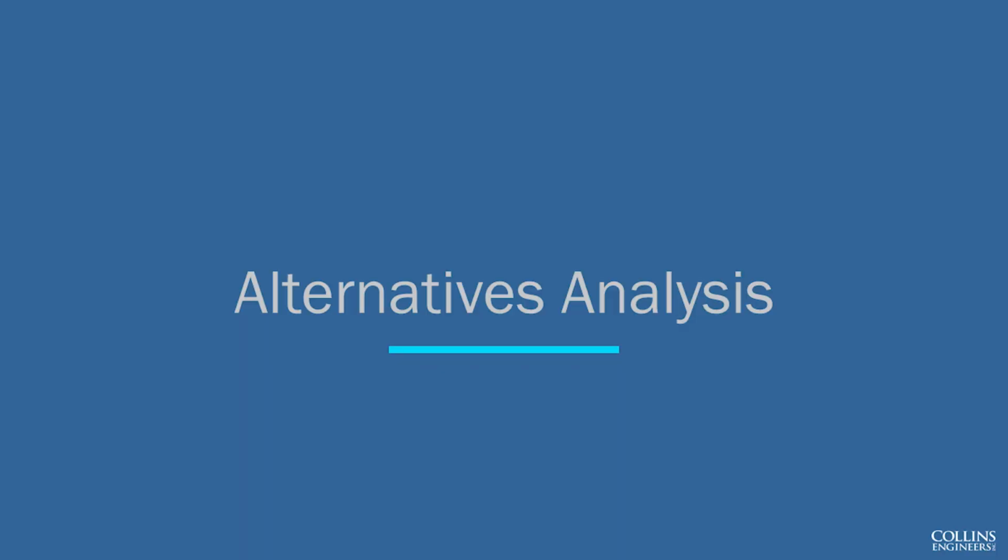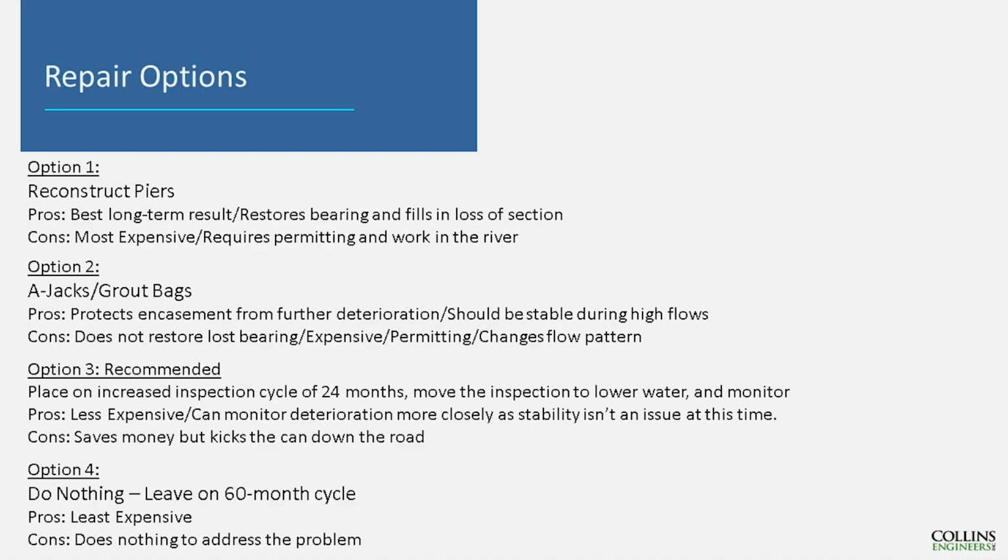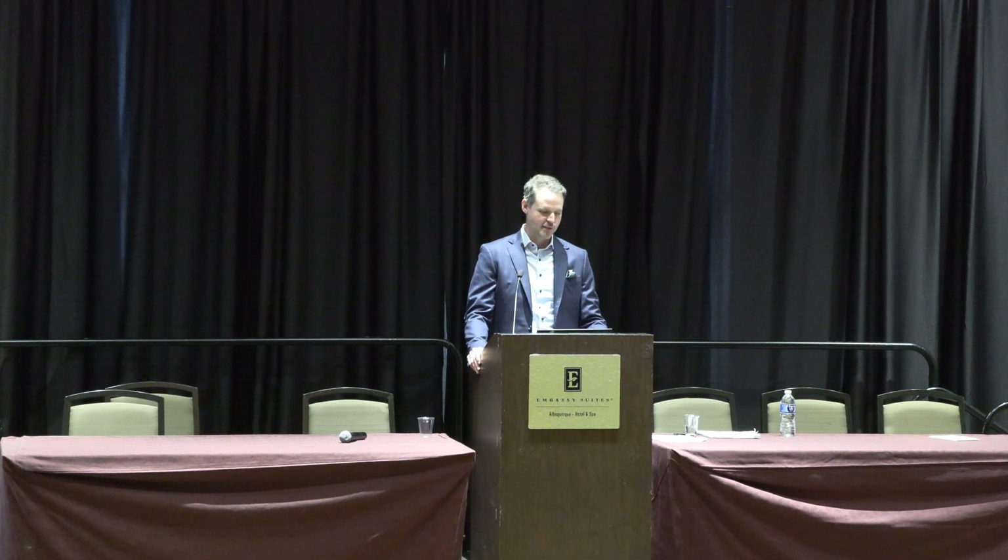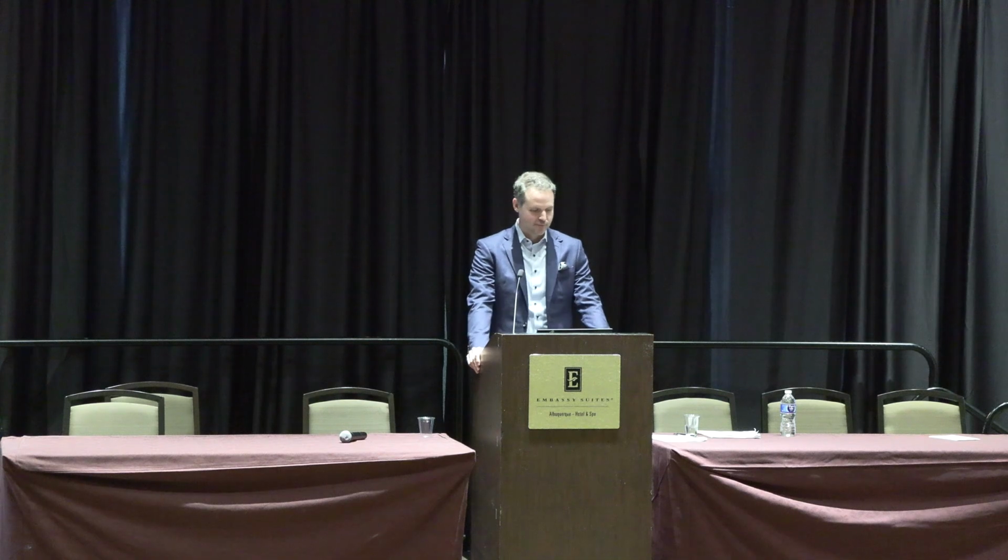Okay, so we did a basic alternatives analysis. I'll go through that now. Basically, the first option was, do you reconstruct the piers? It's the best long-term result. It'll restore the bearing, fill in all those losses of section. Obviously, that's going to be the most expensive, probably require permitting. They'll have to work in the river. It'll be a whole thing.